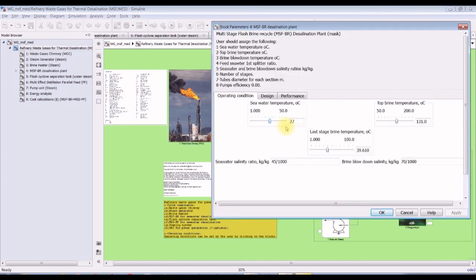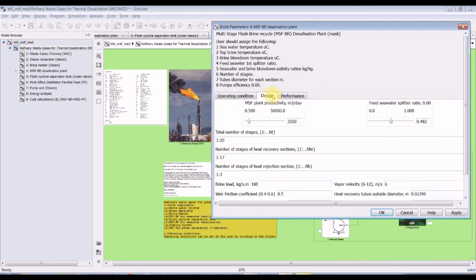For MSF, this is seawater temperature. I'm going for, okay, 27 is fine. The top brine temperature, I'm going for 115, and last stage temperature, I'm going for 40. These are normal values. Seawater salinity, let's go for 45. It's okay for Red Sea or Gulf areas, and brine blow down salinity.